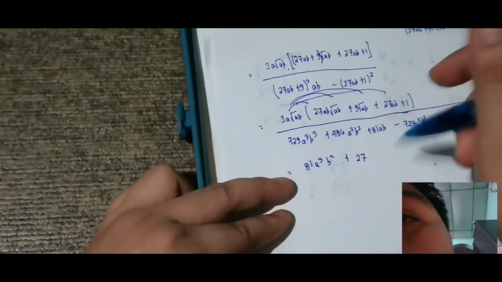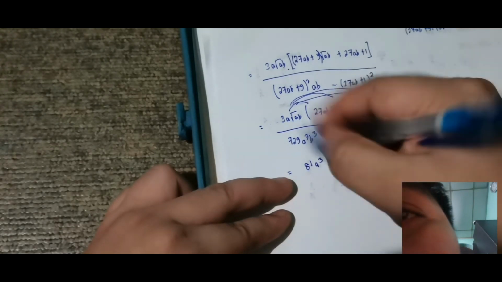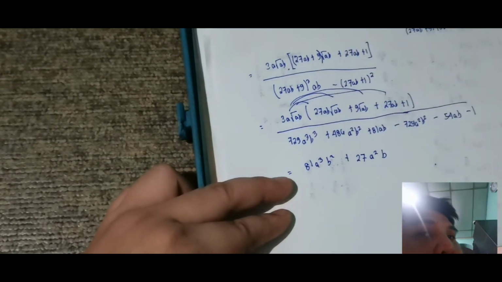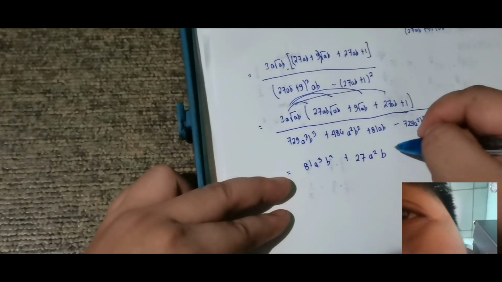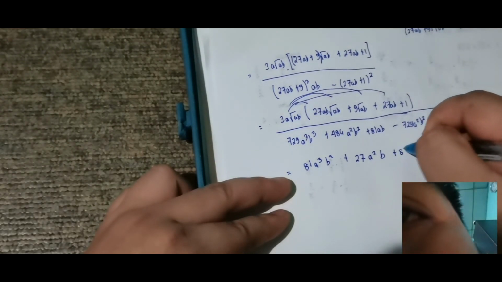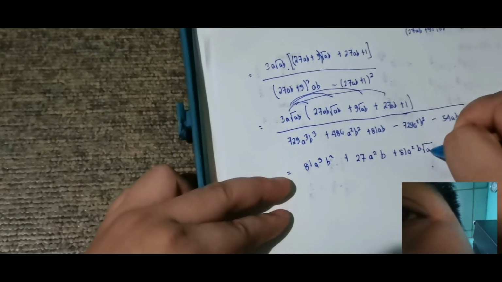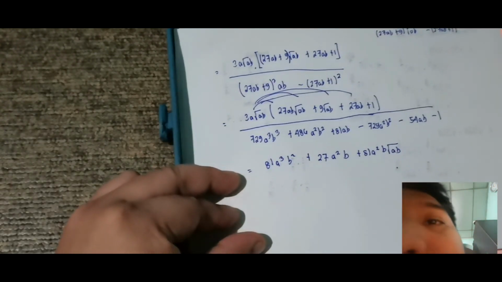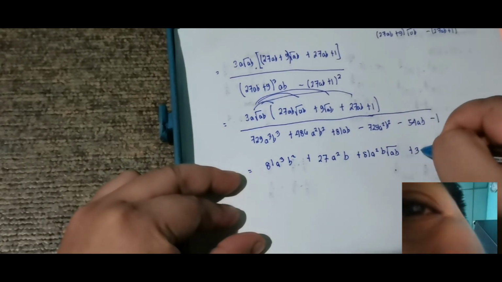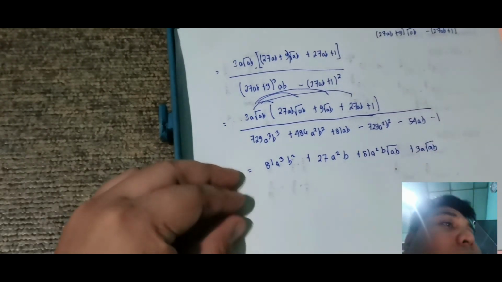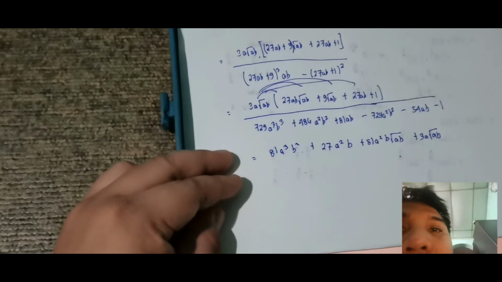So, next doon sa isa, this is plus 27, similar, may a, magiging a squared. Tapos, walang b, magiging b lang. Okay, then 81 a squared, sorry, hindi lastly, b, then square root of ab. Hindi kasi makakancel. Then, plus 3a square root of ab. So, pacheck na lang din. Baka may mali sa solution sa pag-expand na.